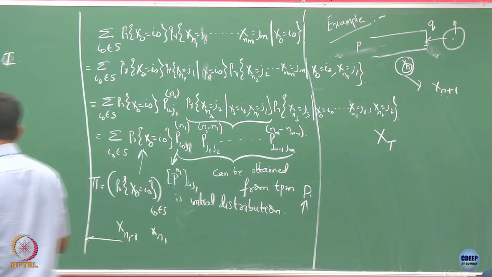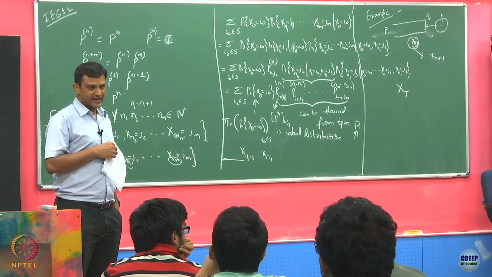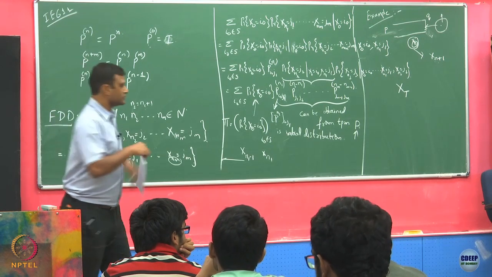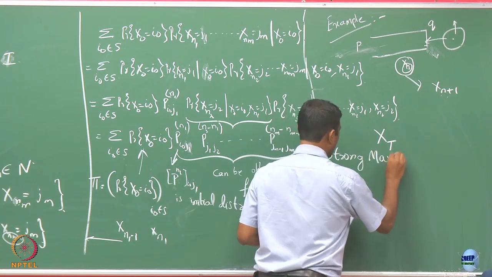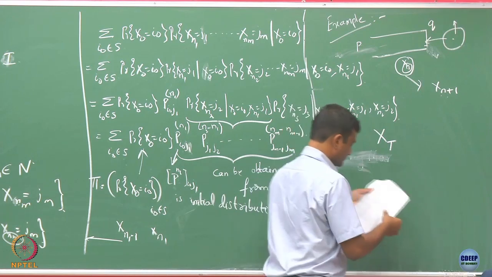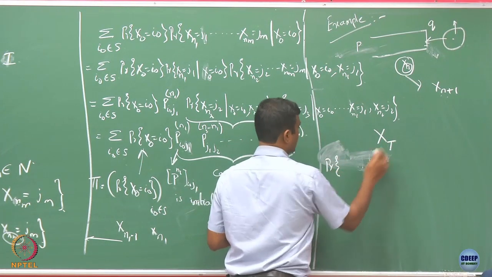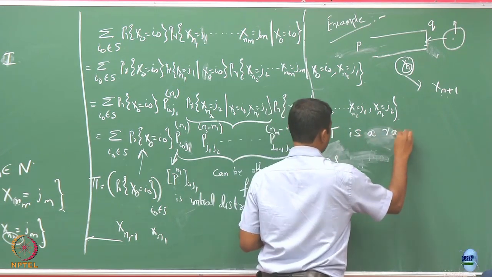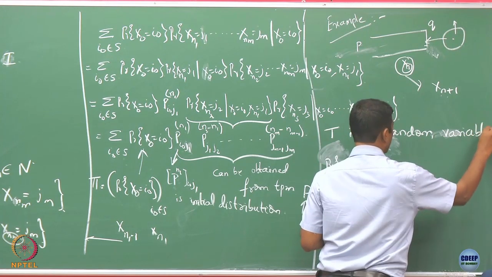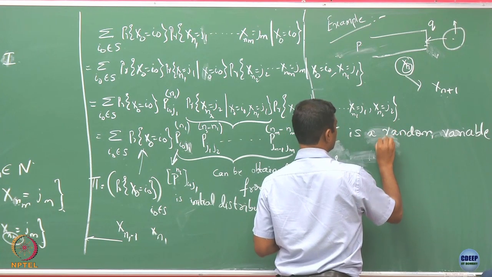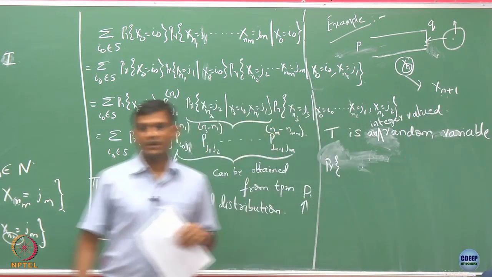So now the question is, does the Markov property we have discussed so far carry over to the case when I have such random times? I want to analyze, suppose T is a random variable which is integer valued.